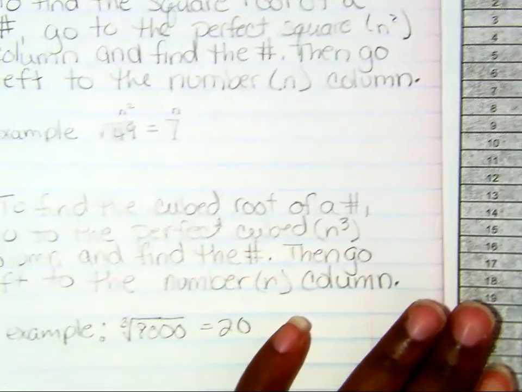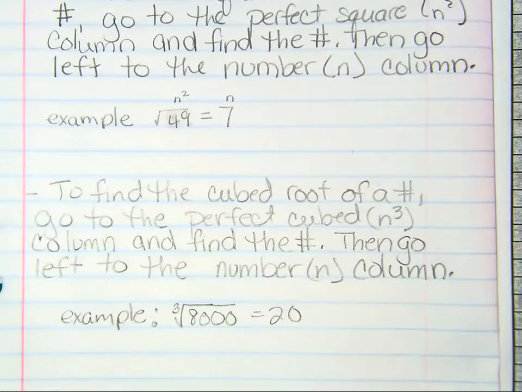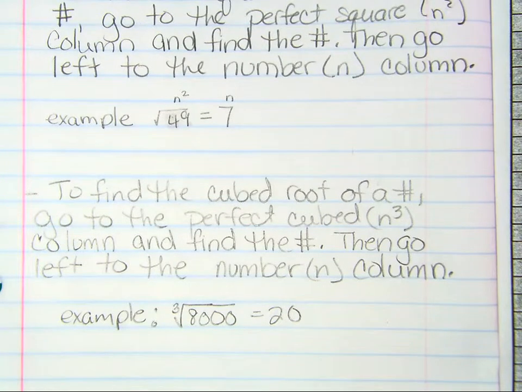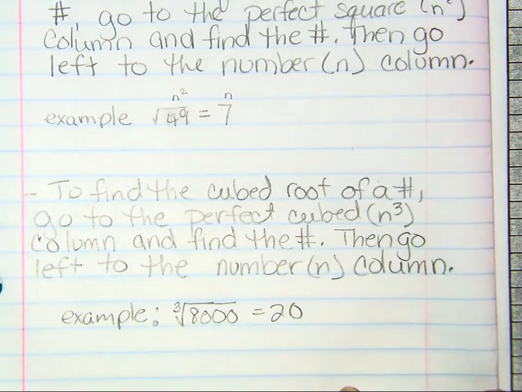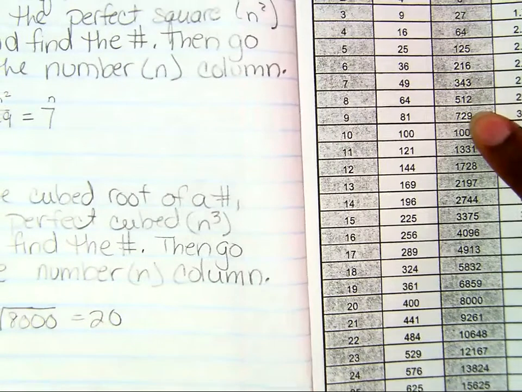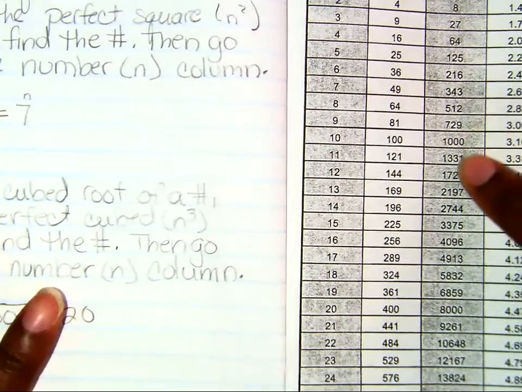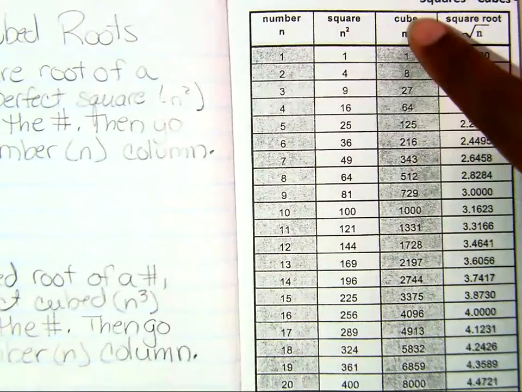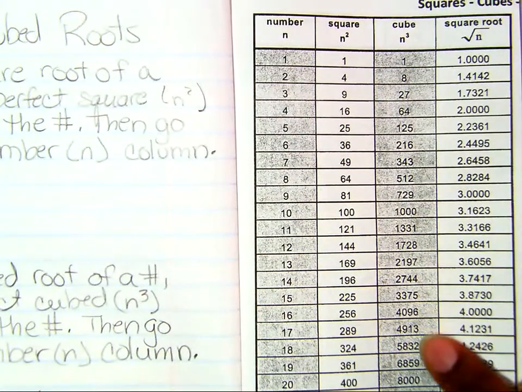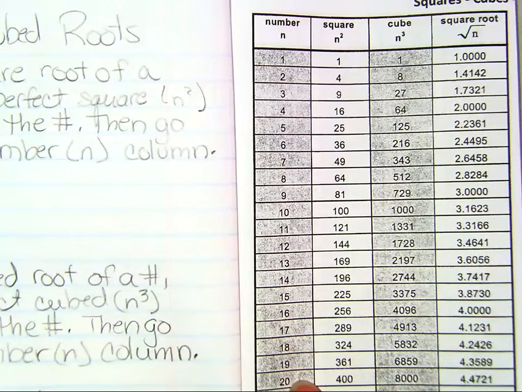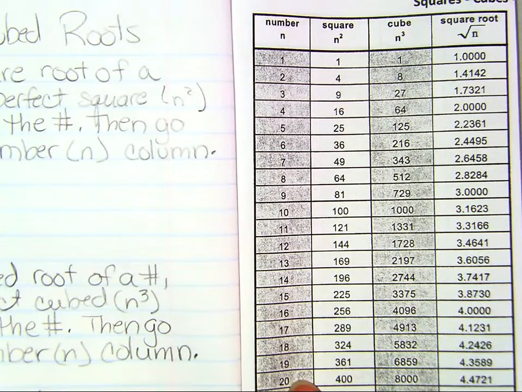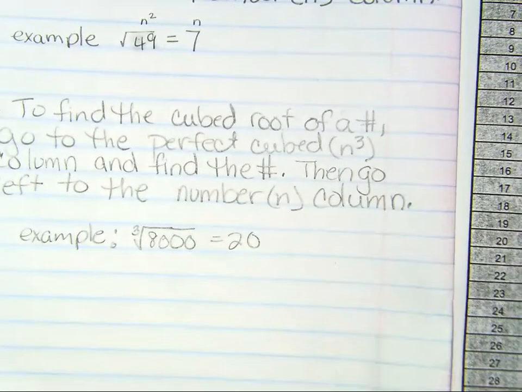Okay, if I'm looking for the cube root of a number, go to the perfect cube column, find the number, then go to the left to the number column. So if I'm looking for the cube root of 8,000, I'm going to this column, and I look down until I find 8,000, and then I go over. It's 20. All right?